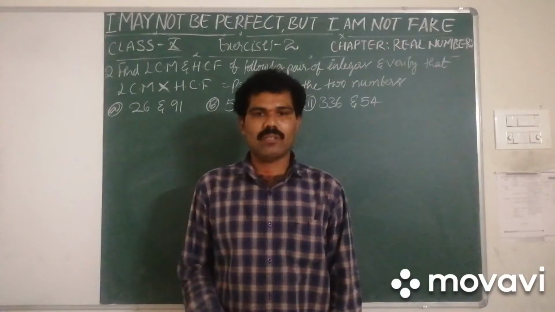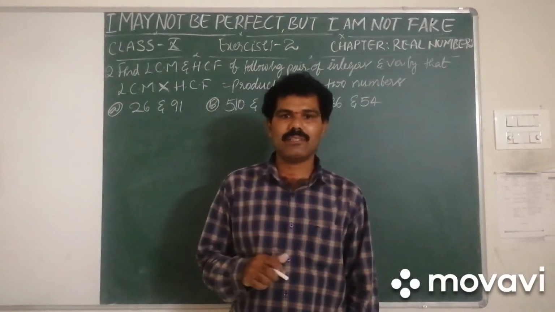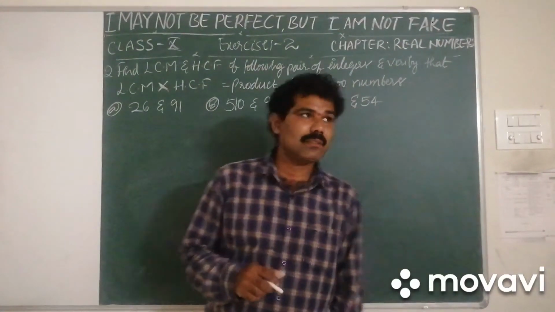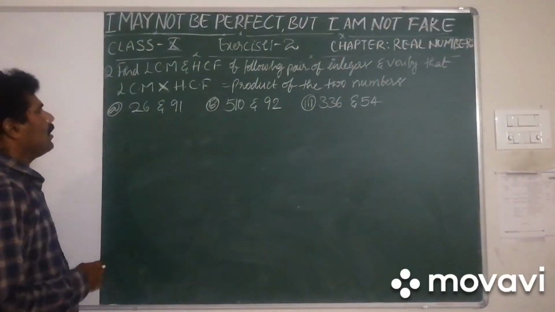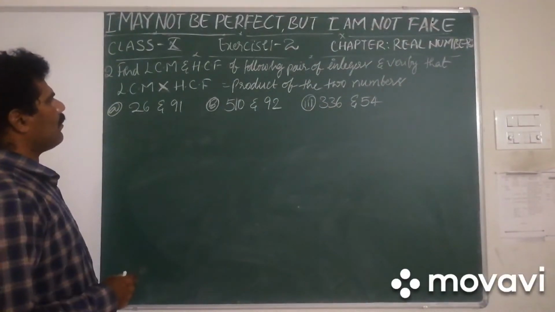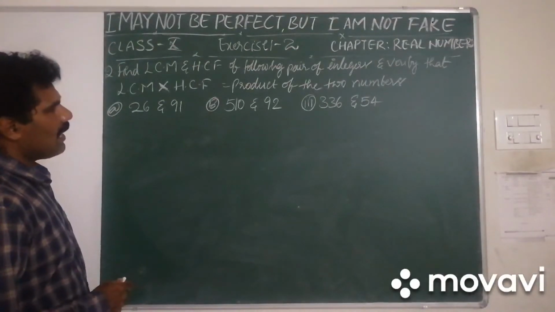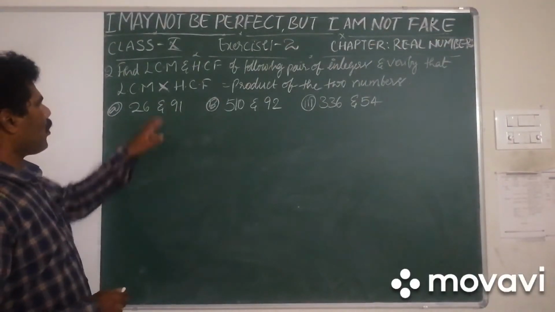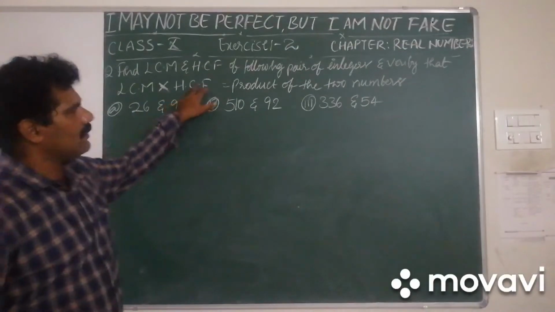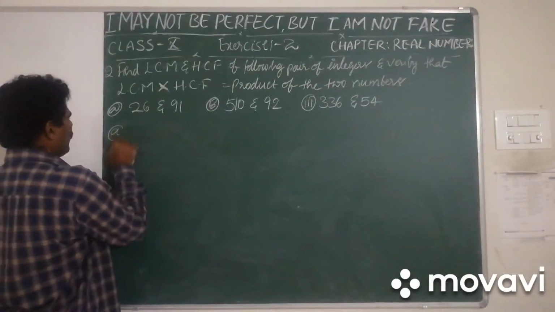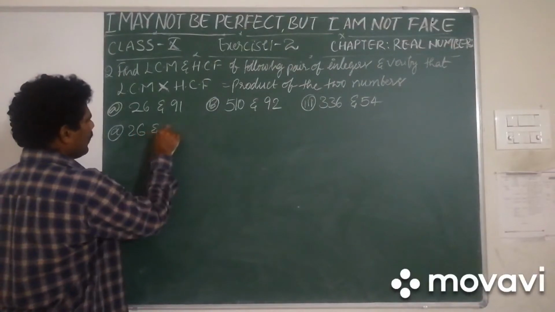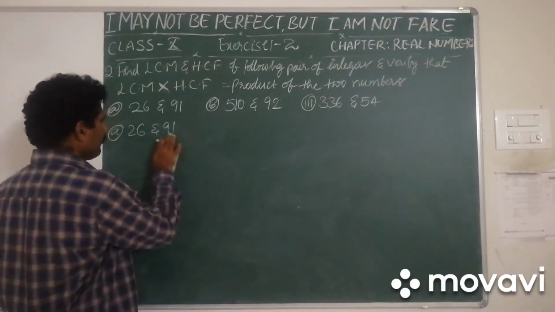Today we are going to solve the second problem from the second exercise of the chapter Real Numbers from class 10. Okay, now let us see what the question is. We have to find the LCM and HCF of the given numbers, and we have to verify that the product of LCM and HCF is equal to the product of the given numbers. Let me solve the first one, that is 26 and 91.